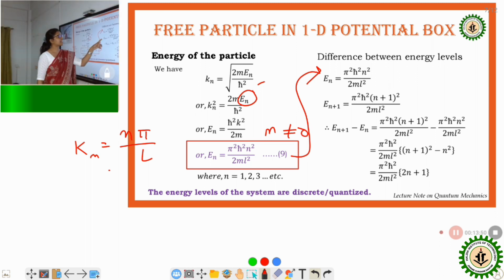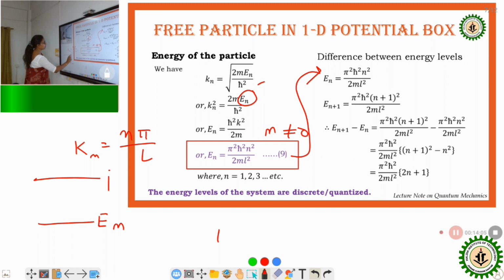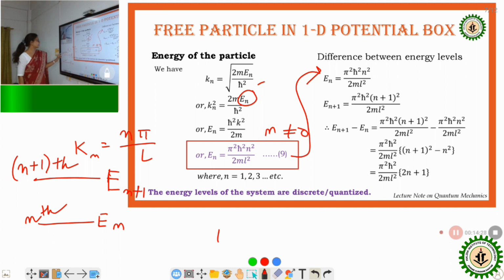Okay, and now we are taking En plus 1. En plus 1 means if En is that level, this is the En just above this. This is En plus 1, that means plus 1. This is the nth state, and this is the n plus 1th, just above this. Okay, so now we are looking at what is the difference between two successive energy levels.